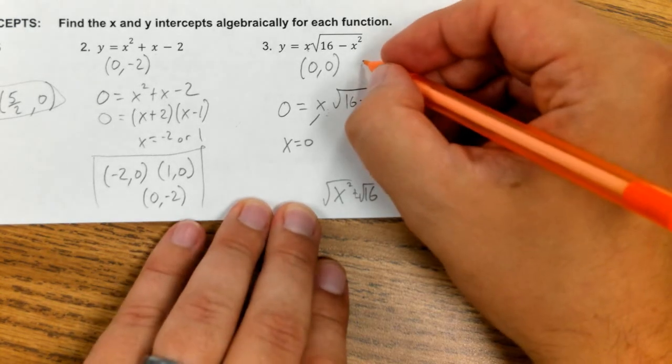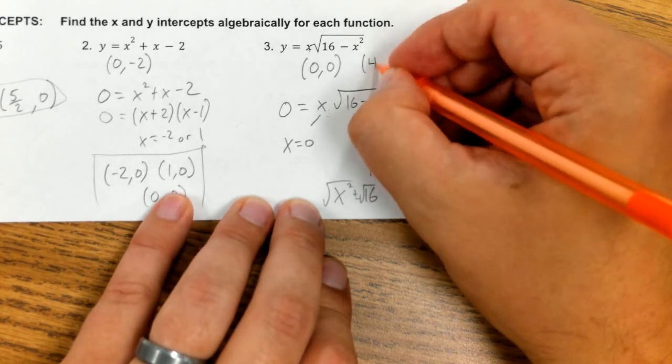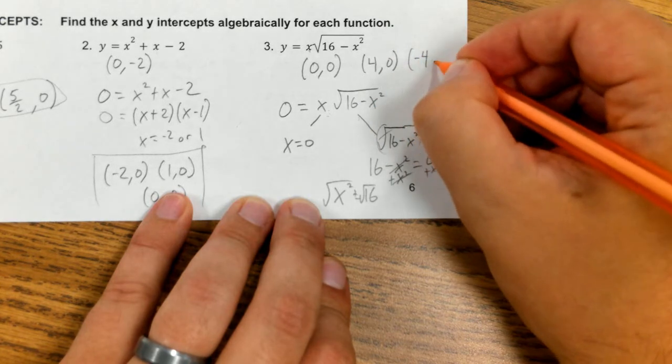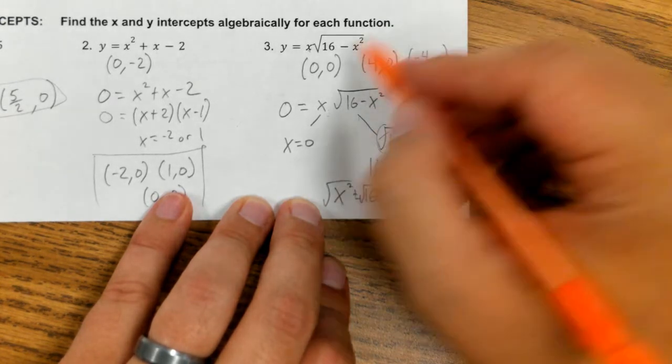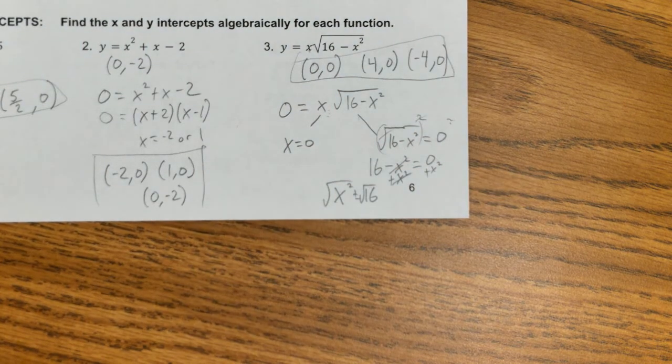So we'll have two x-intercepts of (4, 0) and (-4, 0). So those would be all of our intercepts. And that's it, just substituting in zeros.